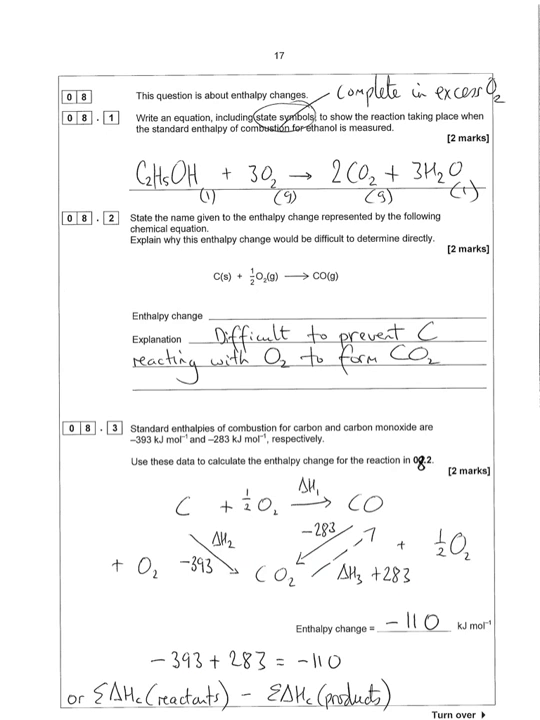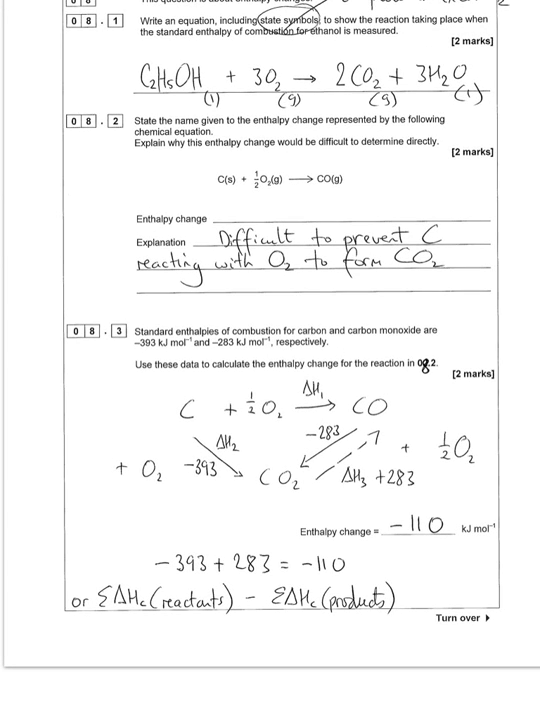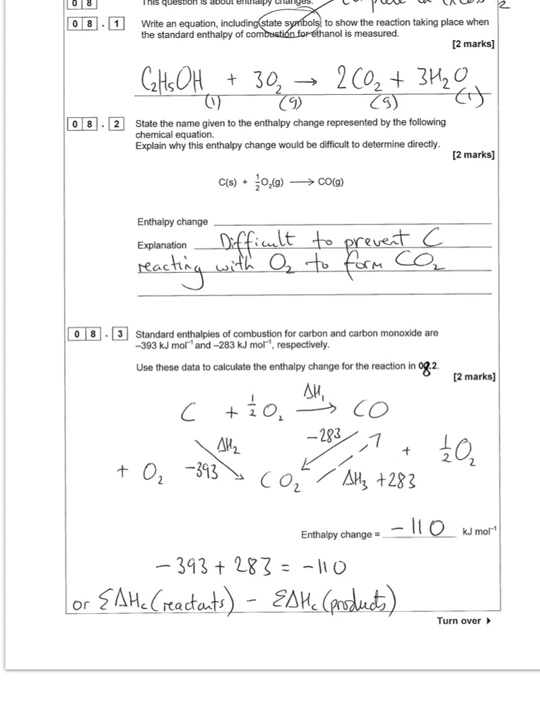So the value is minus 393 plus 283 goes to minus 110. You can also use this equation as well. The enthalpy of combustion of reactants minus the enthalpy of combustion of the products will get you the same answer with the same calculation, just done a different way.